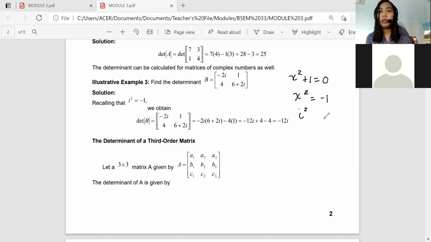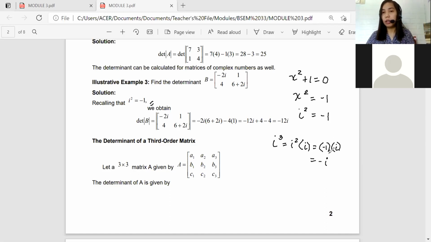So i squared is equal to -1. That is the power of i. You can continue the process if there is i cubed or i to the fourth. If you are asked to find i cubed, that is also equal to i squared multiplied by i. Since i squared is equal to -1, multiplied by i, i cubed is equal to -1 times i, that's -i.